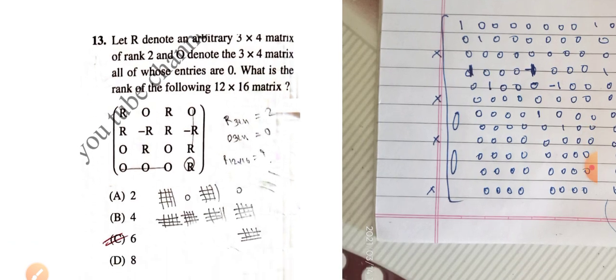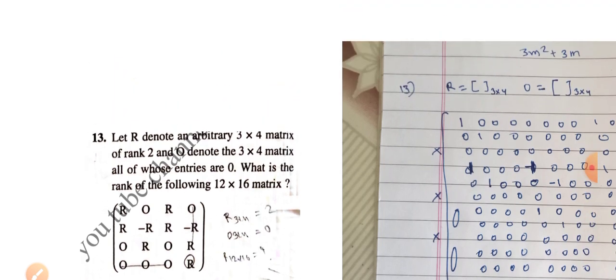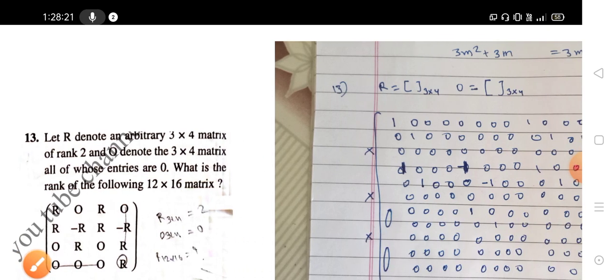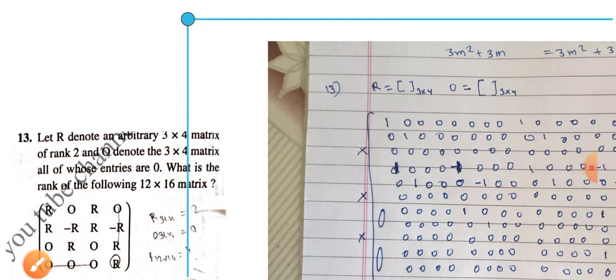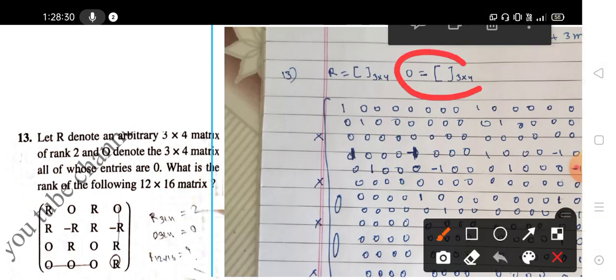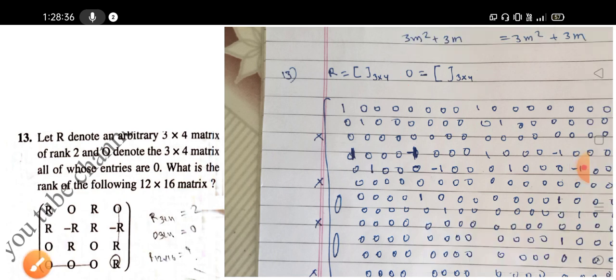First question: let R denote an arbitrary 3 cross 4 matrix of rank 2, and O denote the 3 cross 4 matrix, all of whose entries are 0. That means the rank of O is 0.